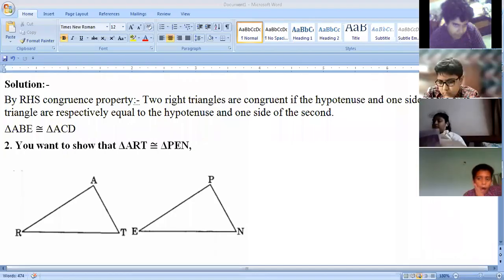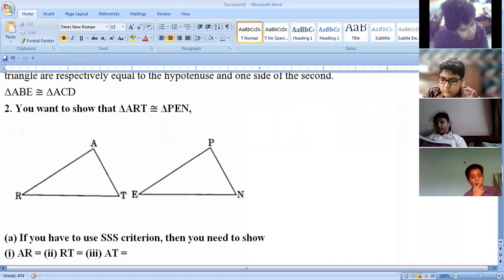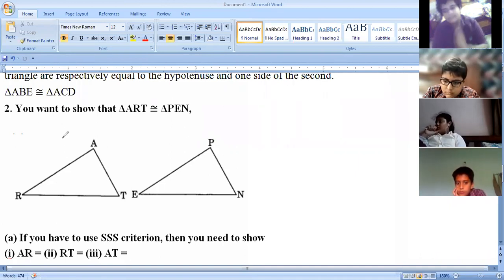A part. If you have used SSS criteria, then you need to show part 1 AR equals RT, second part RT equals, and third part AT equals. So these are two triangles given here, ART and PEN. And we have to use SSS, that means side criteria here. So if we're talking about the first part, that is AR, this AR side will be equal to which side?